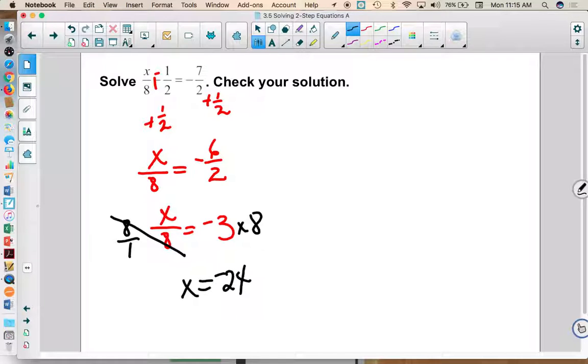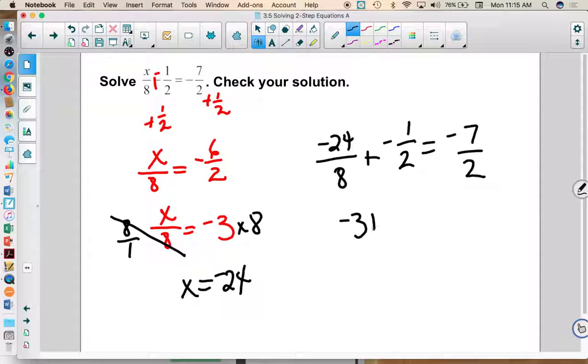Now the question would be, am I correct? Negative 24 divided by 8 minus or plus a negative 1/2 equals negative 7/2. That's what I'm looking for. Negative 24 divided by 8 would give me a negative 3 plus negative 1/2. That is the same thing as a negative 3 1/2. Negative 7/2 equals negative 3 1/2, doesn't it? It checked. I'm done. Okay?